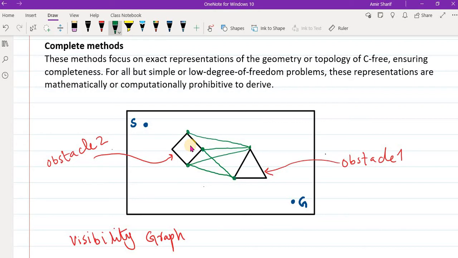So how many vertices do we have? 1, 2, 3, 4, 5. Five are in this visibility graph. They're visible to each other. And this here and here, they are not visible, so they're not connected. So these 5 vertices are connected by these edges with each other. And then you just need to connect the start with the nearest one. And also you have to connect the goal with the nearest visible vertex.